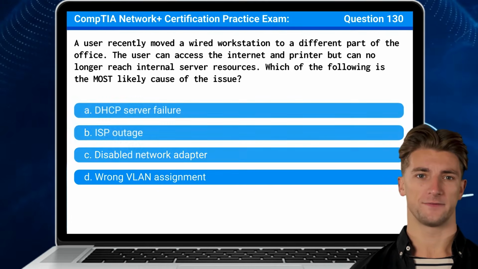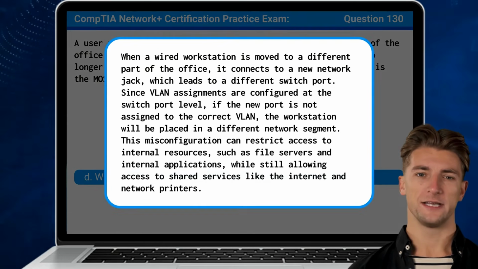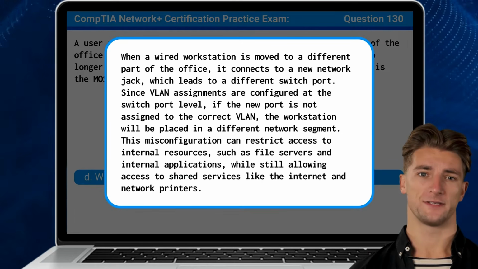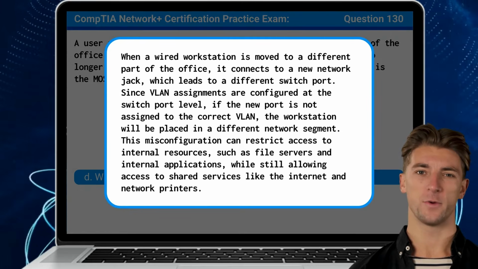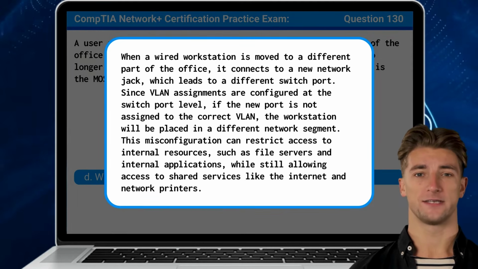The answer is D. Wrong VLAN assignment. When a wired workstation is moved to a different part of the office, it connects to a new network jack, which leads to a different switch port. Since VLAN assignments are configured at the switch port level, if the new port is not assigned to the correct VLAN, the workstation will be placed in a different network segment.